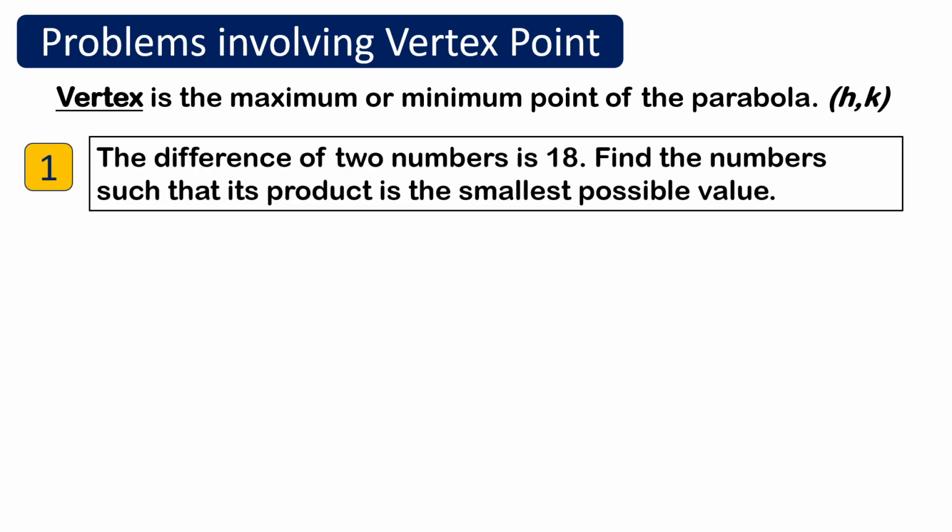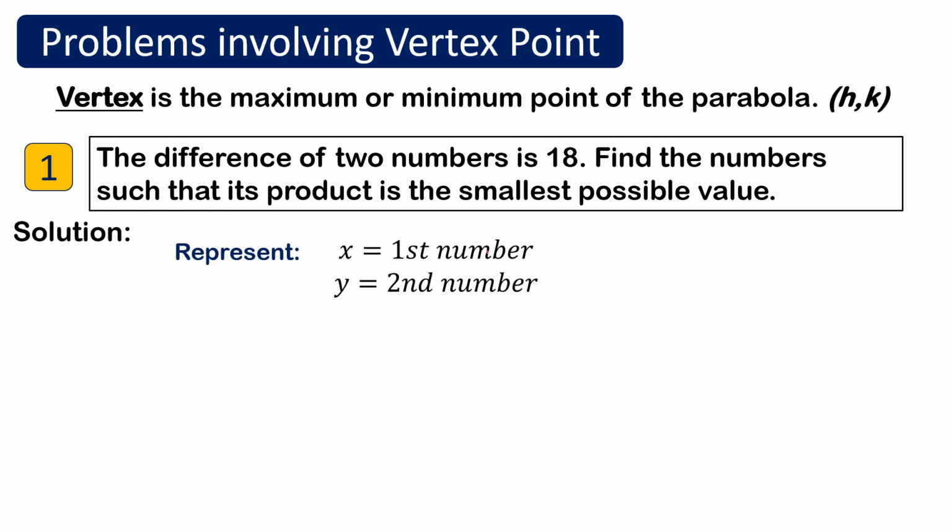For example, the difference of two numbers is 18. Find the numbers such that their product is the smallest possible value. In this example, we are looking for the smallest possible value. That's why we can apply the vertex of a function. First, we need to represent the values: x is the first number, while y is the second number.